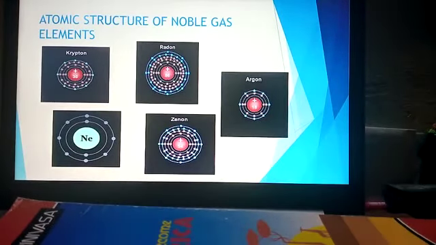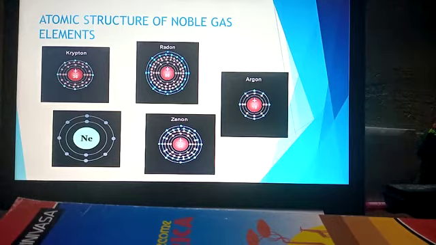So here you can see the atomic structure of the noble gases. The inert gas elements are also called noble gas elements. The first picture you can see is krypton, which is 36. In the outermost orbit they are completely filled. So how do you get 36? 2 in the first orbit, then 8 in the second orbit, again 8 in the third orbit. So 8 threes are 24 plus 2 is 26. So 26 plus, if you take it as 8 more, it becomes krypton, that is 36.